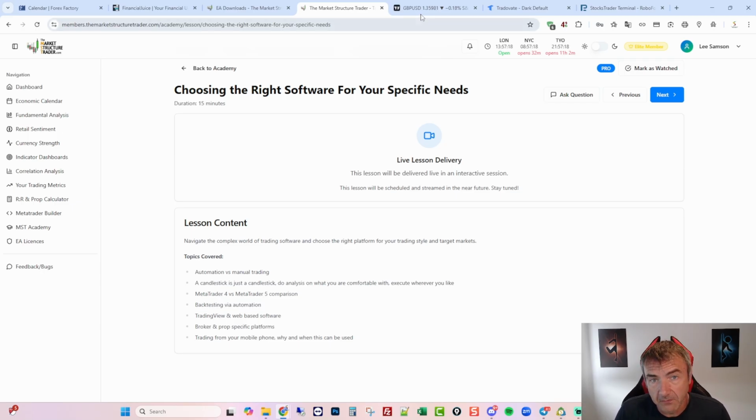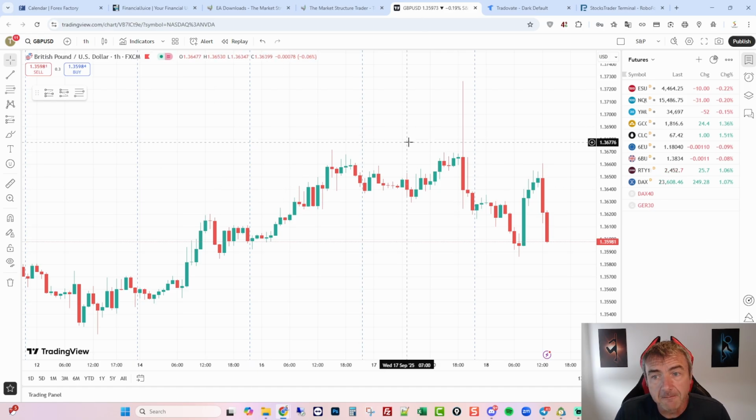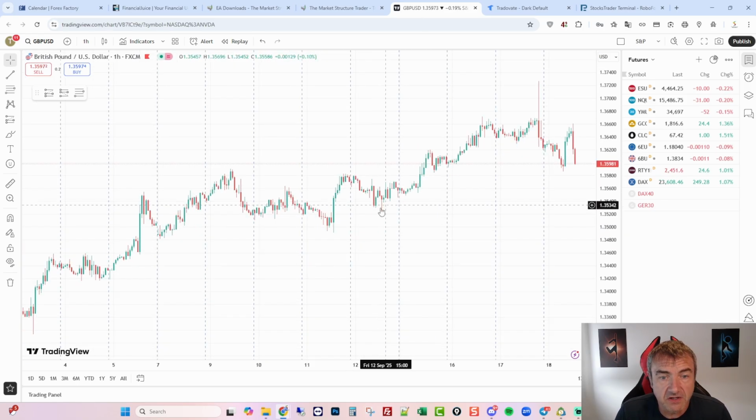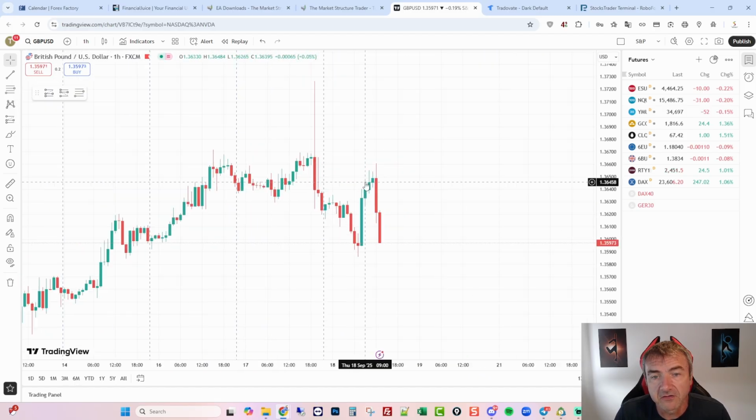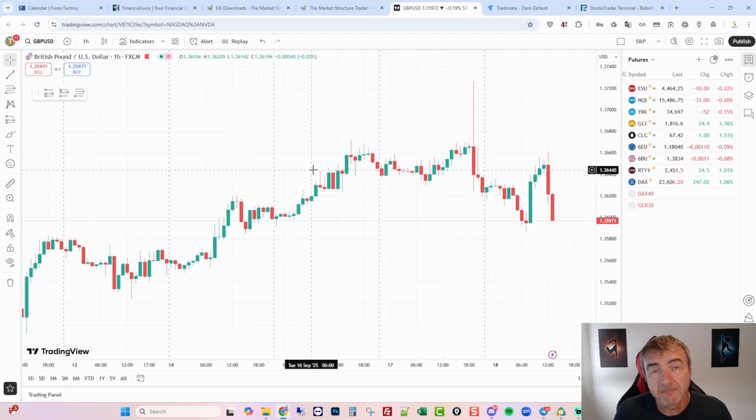TradingView and web-based software. So this is TradingView. As you can see, it's another charting platform. You can do all sorts of things with it. It's very different to MetaTrader 4 and MetaTrader 5. It's web-based, which is an advantage, which means you can have it on your laptop and you can just connect to it via the web and trade from it anywhere. But then you can with the software that you download from MetaTrader anyway. So not really a massive advantage there. You still need an internet connection.